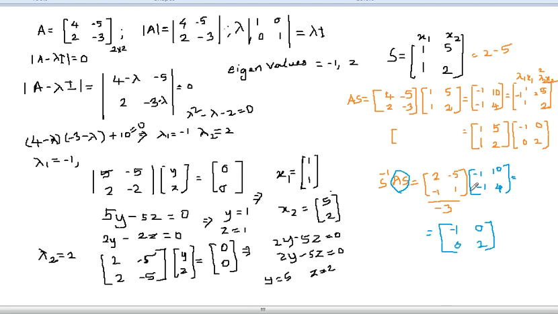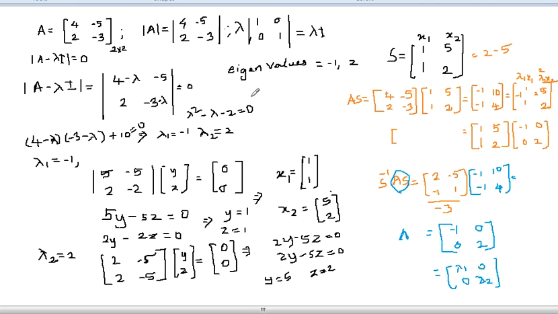Similarly, which is minus 1, 0, 0, 2, which are nothing but the eigenvalues of our matrix. So which can be written as lambda 1, 0, 0, lambda 2, or just lambdas. It is understood, and this matrix we refer to by del. Such a notation we use. It is S inverse A into S, which will be a diagonal matrix.